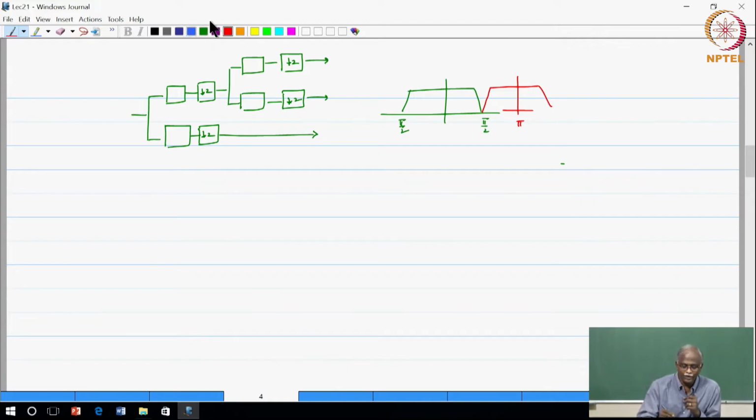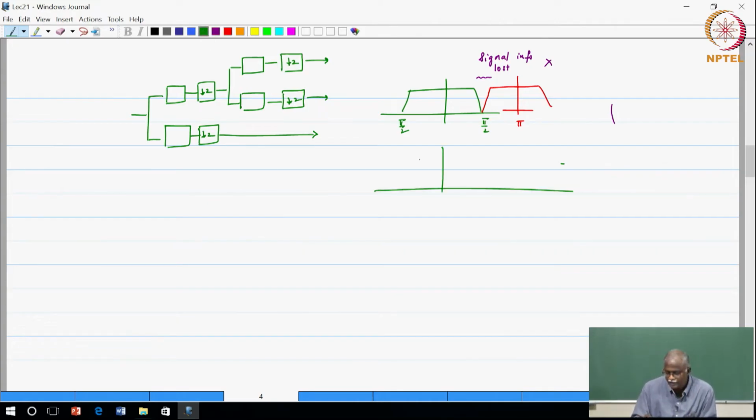Now the problem that will arise is that I do not know what happens to this information; signal is lost, right. So if I insist that my filters be such that there is no aliasing, then I will lose signal information. Now this is not acceptable because I cannot reconstruct. So the only practical approach that we will encounter is that this signal will be slightly wider than pi by 2 to capture all the signals, and this one will also be wider than pi by 2. So this overlap is inevitable. So there is going to be some amount of aliasing.